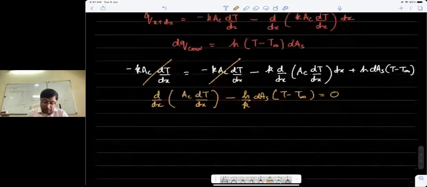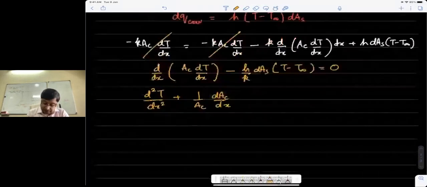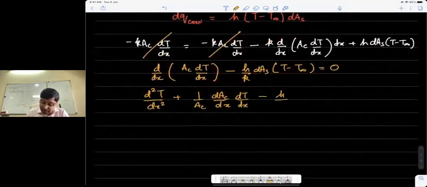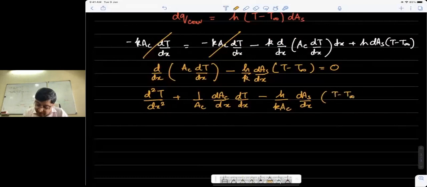And if you want to take it one step further, you can write this second order ODE as d²T/dx² plus (1/Ac)(dAc/dx)(dT/dx) minus (h/(k Ac))(dAs/dx)(T minus T infinity) equals 0. Oh, I'm missing a dx somewhere. Sorry. Yeah, it should be here. If I divide the whole thing by dx, it is dAs/dx into T minus T infinity is 0.